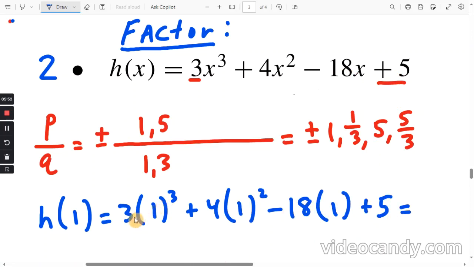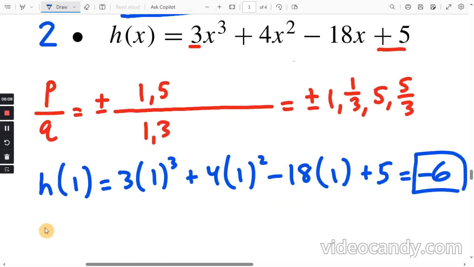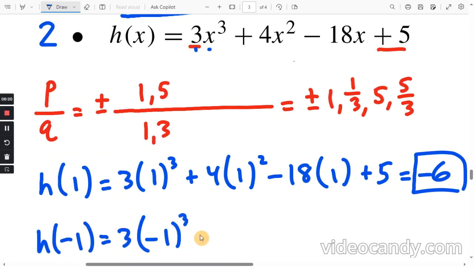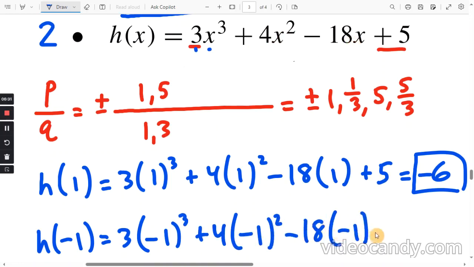All right, this is 3 plus 4 is 7 minus 18, that's negative 11 plus 5 is negative 6. This is your remainder. Okay, we're looking for a remainder of 0, so we have to keep going. All right, if we plug in negative 1, what happens? 3 times negative 1 to the 3rd plus 4 times negative 1 squared minus 18 times negative 1 plus 5.